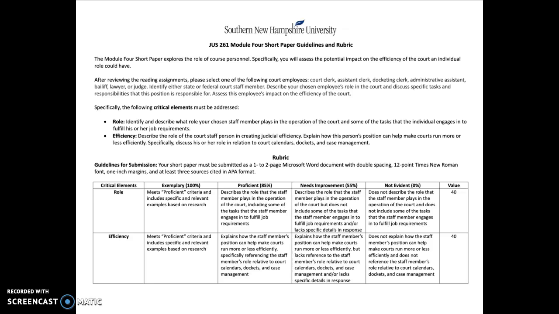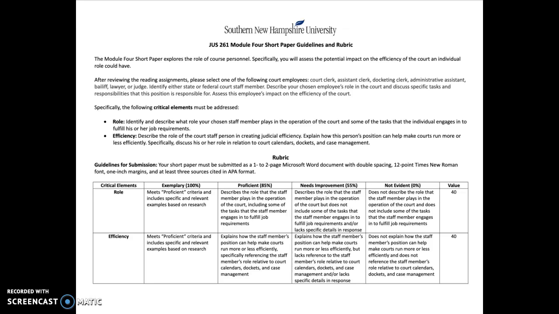So hopefully you'll have fun. You'll realize that there is no right or wrong answer. It's just designed to really get you to think about these positions within the court and how much we actually rely on each other to get the job done and to keep the cases moving in an efficient and effective manner through the court system.